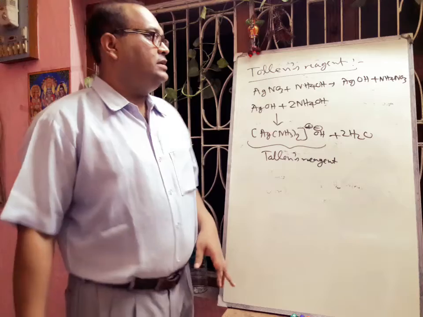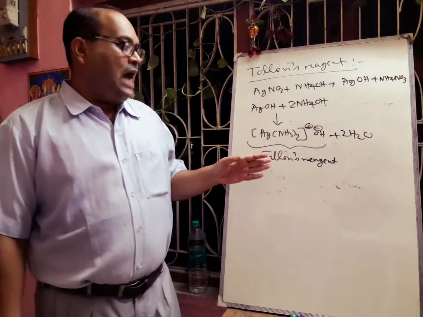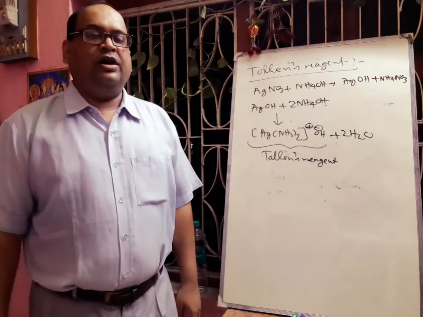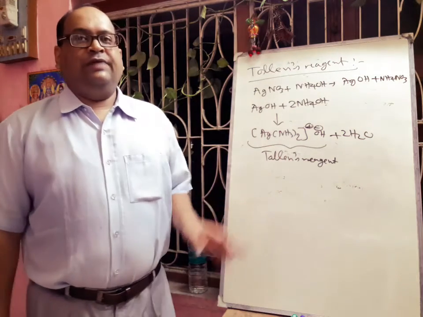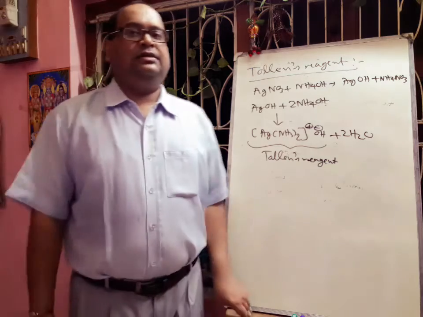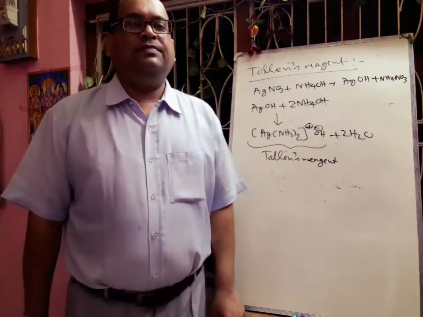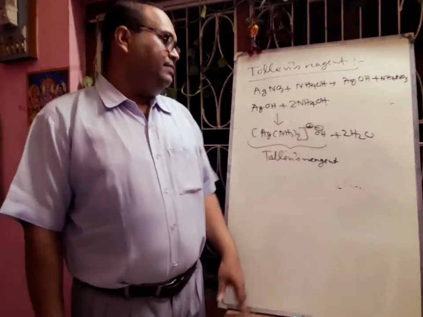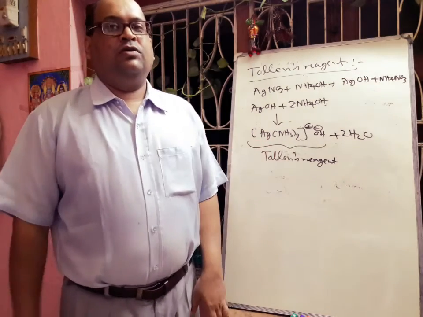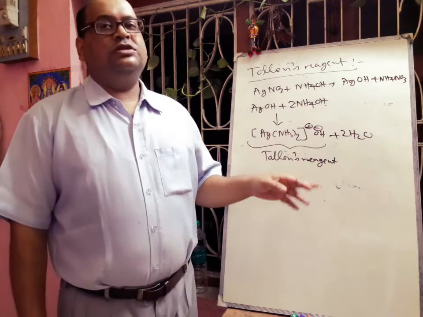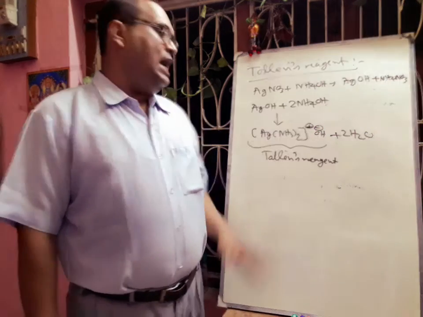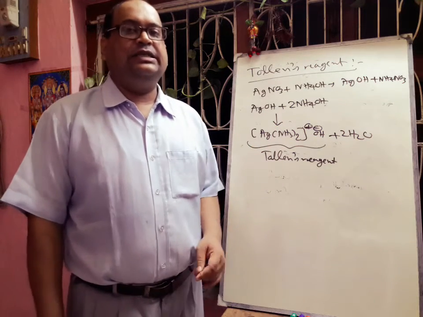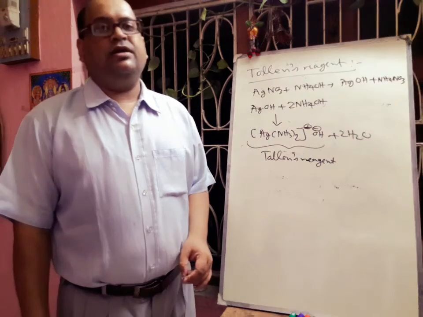Now to this reagent, if we add any aldehyde, it may be an aliphatic aldehyde or an aromatic aldehyde, and apply heat in a water bath, after some time what will you observe? There will be a silver mirror on the glass wall. That means this Ag+ will be reduced to silver Ag0, and there will be a shining mirror on the glass wall, and that is why this reaction is also called the silver mirror test.